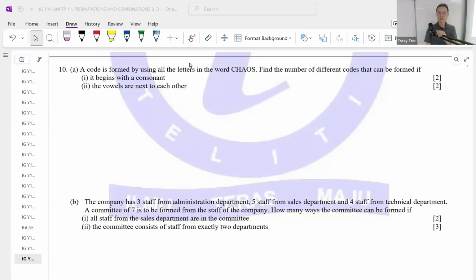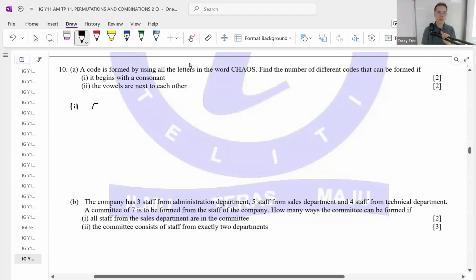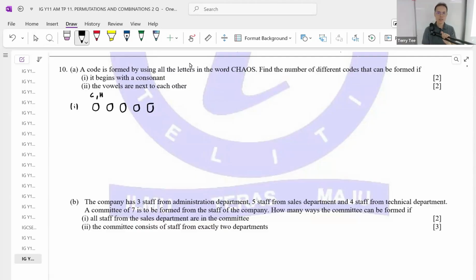A code is formed using all the letters in the word CHAOS. Find the number of different codes that can be formed if it begins with a consonant. It begins with a consonant. How does it begin with a consonant? 1, 2, 3, 4, 5. Your consonants are C, H, S. Sounds like a school, Catholic High School, right? So how many ways? 3.